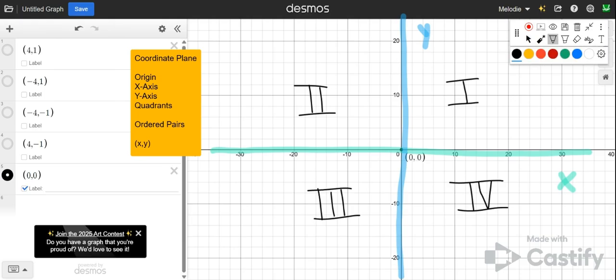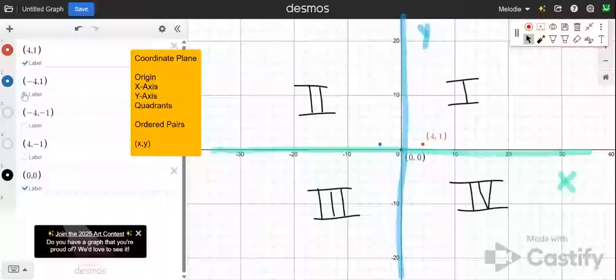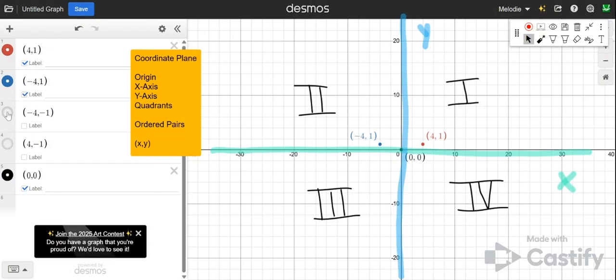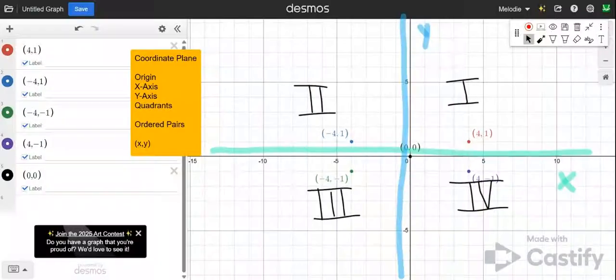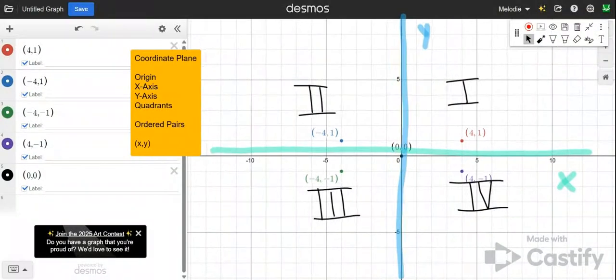So for example, something in the first quadrant is going to pop up in red right now. There we go, 4, 1. Second quadrant popped up in blue. Y'all see it? Third quadrant about to pop up in green. Fourth quadrant, I'm putting a point that's popping up in purple. I'm actually going to maybe zoom in on this as well so you can see those points a little bit better.